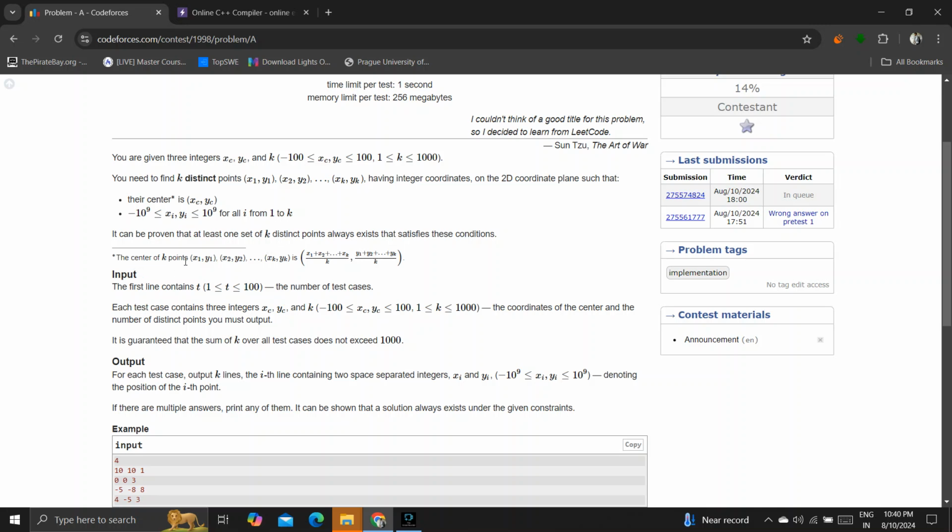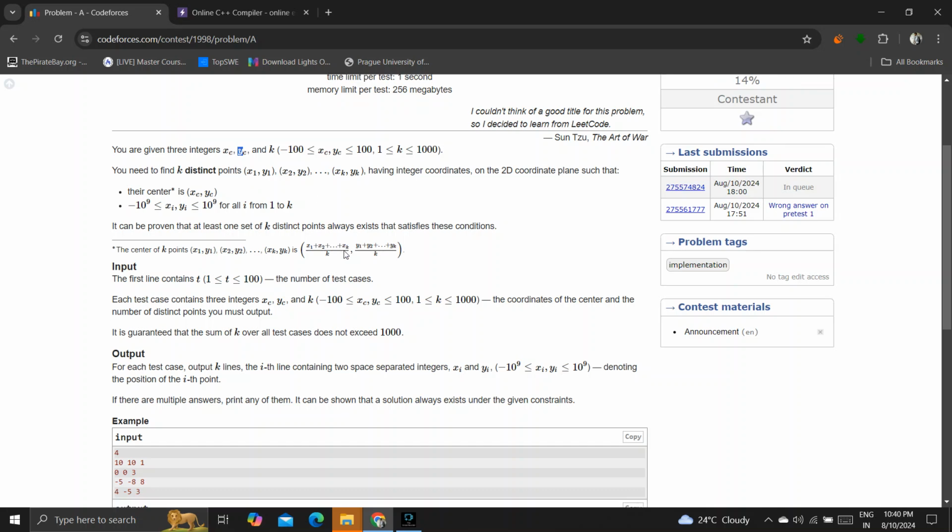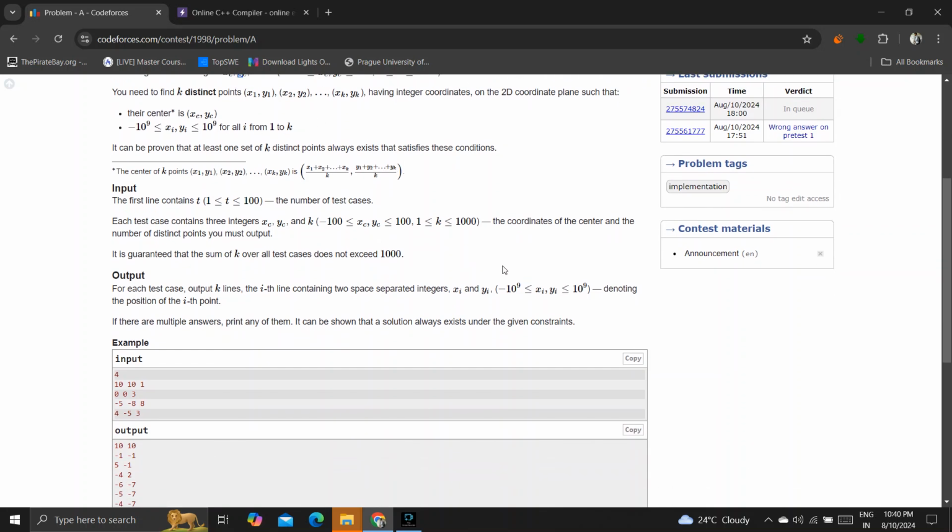Now the center of the k points x1 y1, x2 y2 up to xk yk is basically this, right? So we have to find k coordinates. And so basically the sum of k x coordinates divided by k would be the given x value, and the sum of k y coordinates divided by k would be the given y value only. Okay, this is what the question states.